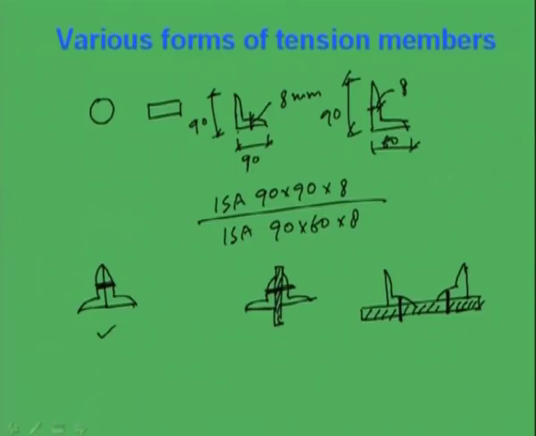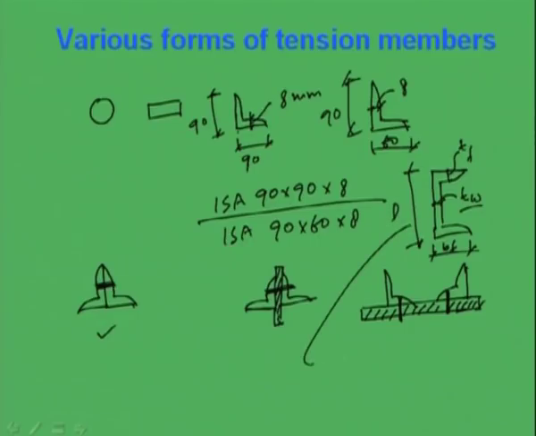Apart from the angle section, the channel section is also used for tension members. So the channel section: this is the flange thickness, TF, we used to call. This is the web thickness, TW. Sorry, this is the flange thickness, this is the web thickness, and the flange width is this one, BF. And this is the depth.